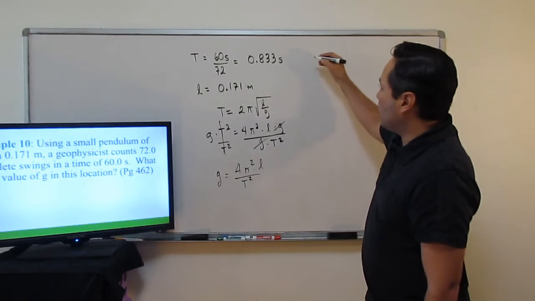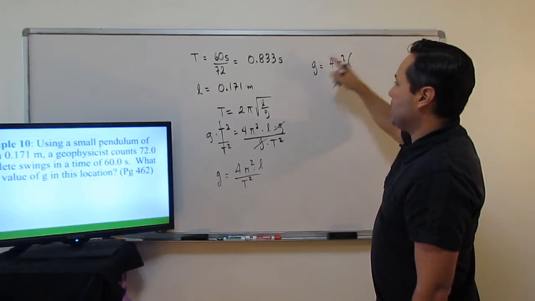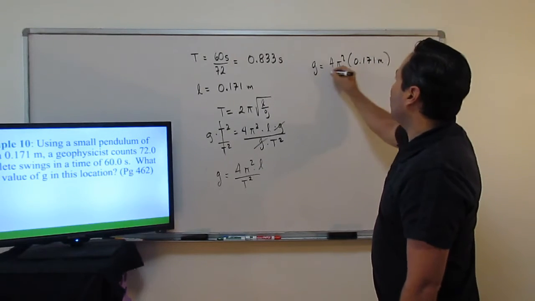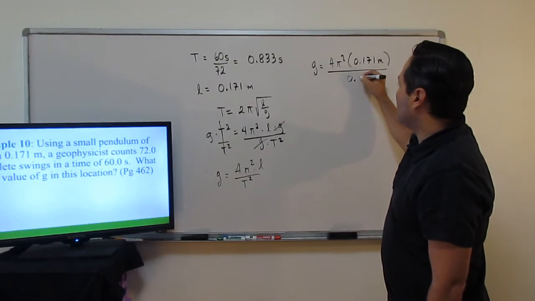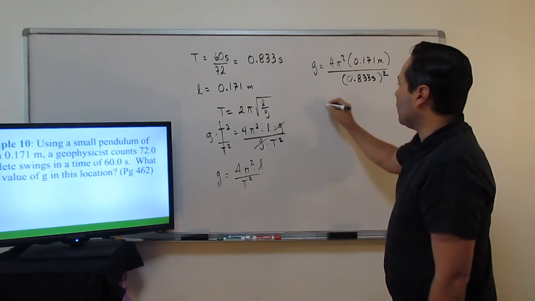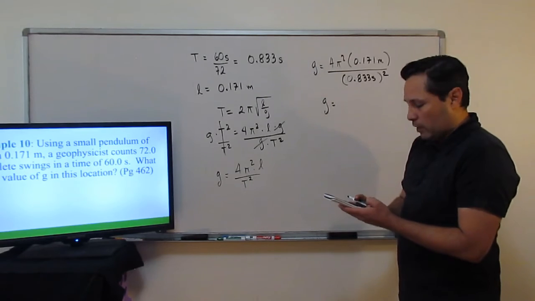Now let's go ahead and plug in the numbers here. G is equal to 4 pi squared multiplied times the length, which is 0.171 meters, over the period, which was 0.833 seconds, squared. Alright, so we plug it into the calculator, and we're going to get the following.